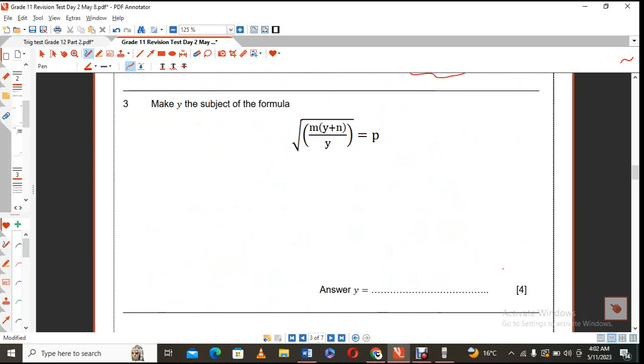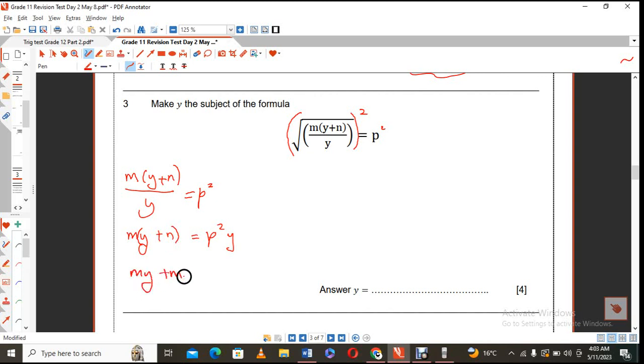Make y the subject of the formula. Well, you can start off by taking the square root of both sides because you want to get rid of the root. So that basically gives you m in bracket y plus n over y is equal to p squared. Then you can multiply throughout by y, so kind of cross multiplication. And then the objective would be to multiply out, distribute the m.